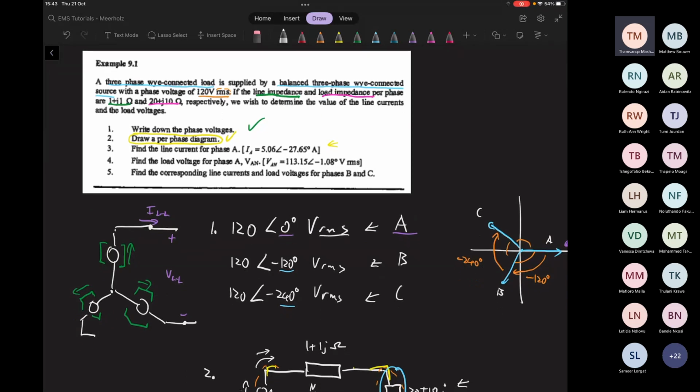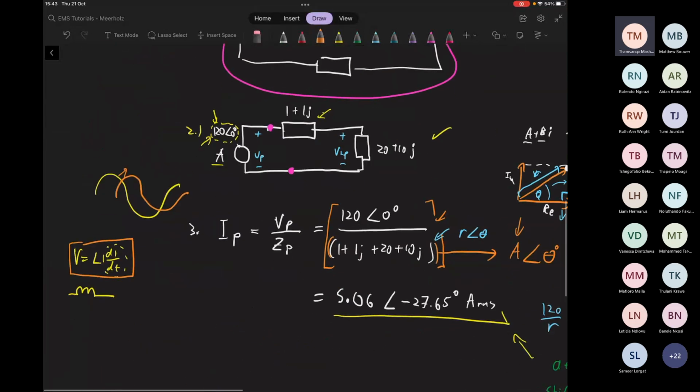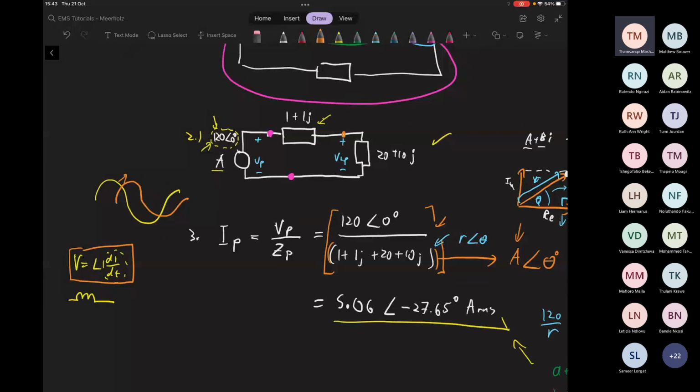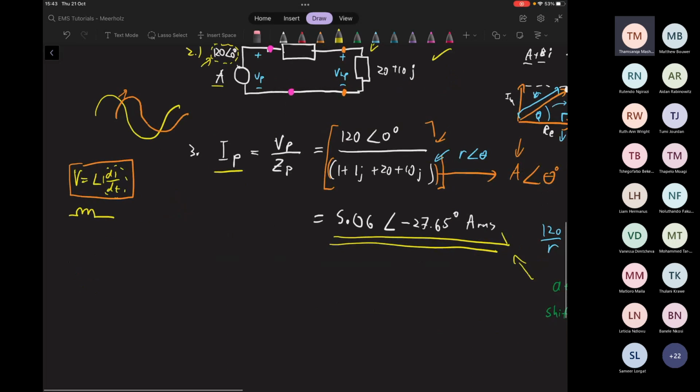Anyway, let's continue. It says find the load voltage for phase A. So what we're looking for in our diagram here is the voltage over the load, where those orange dots are. We know what the current is now. So how can we find the voltage? Well, we times our current by our load, and then we'll get our voltage over that.